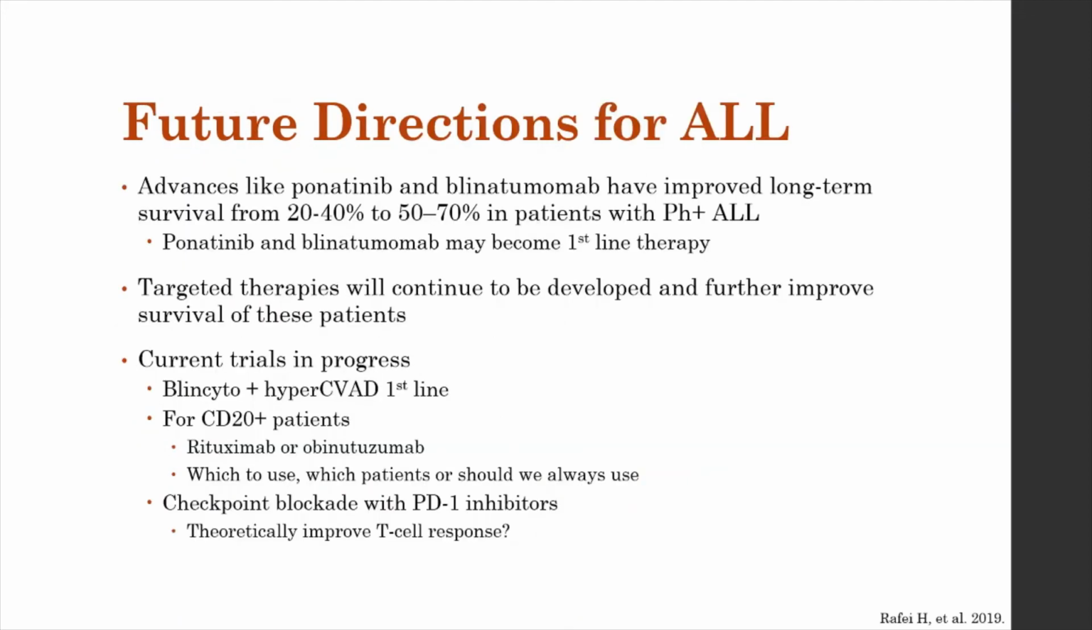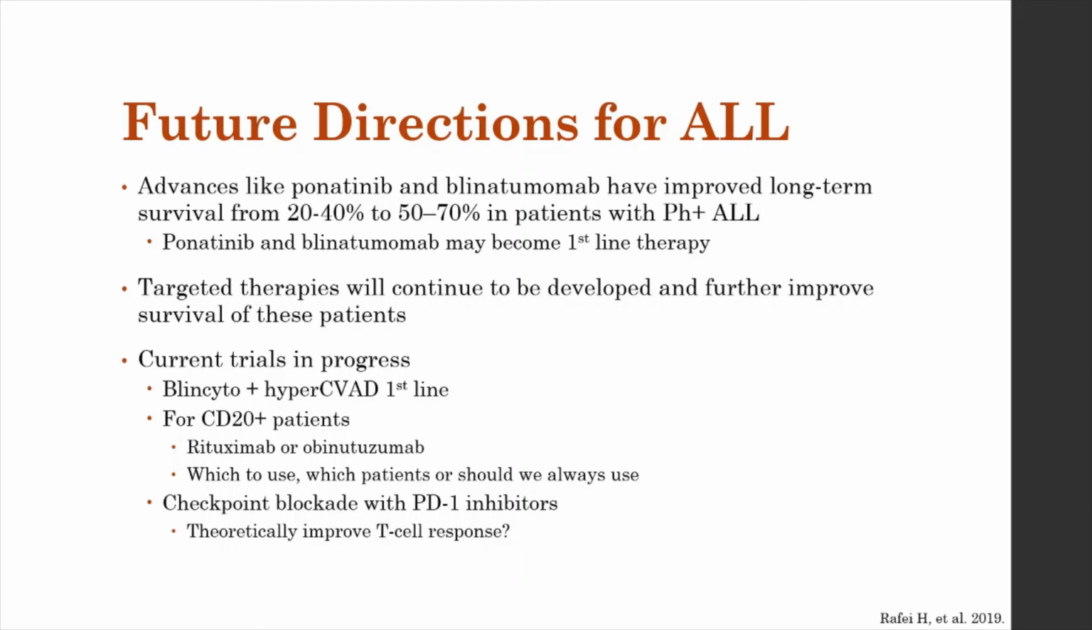To wrap up, let's talk about some future directions for ALL. Ponatinib and Blinatumomab have greatly improved the long-term survival of these patients, and it's likely that Ponatinib and Blinatumomab will become first-line therapy. Additional targeted therapies will continue to be developed and further improve the survival of these patients. There are also a lot of clinical trials that are in progress. There's one looking at Blincyto plus hyper-CVAD as first-line therapy, and there's others that are looking at patients who are CD20 positive and using drugs like rituximab or blinatumomab.